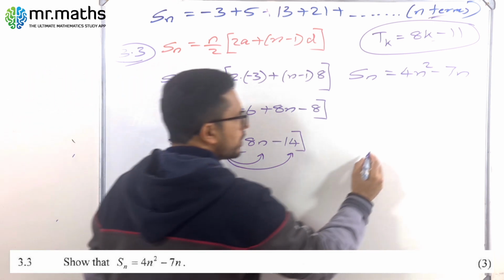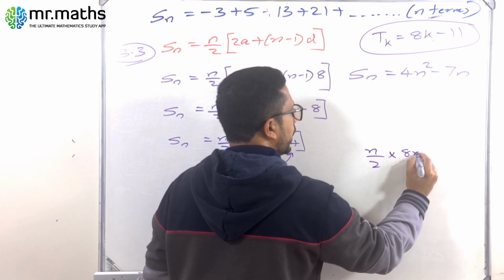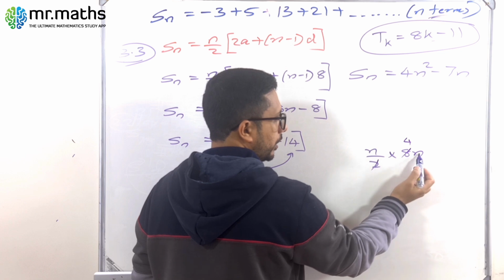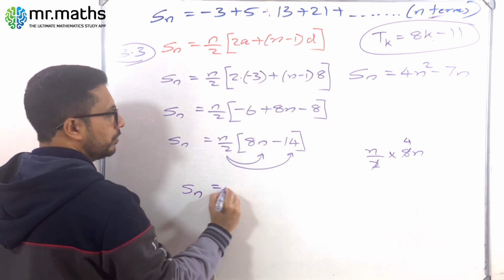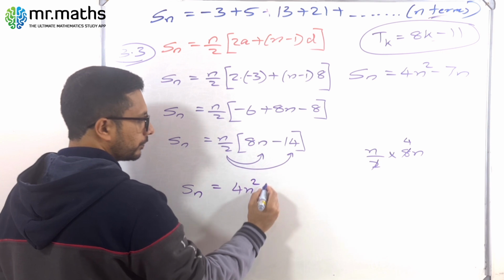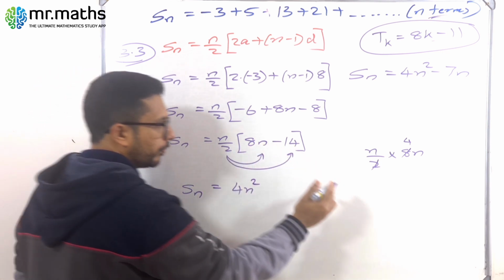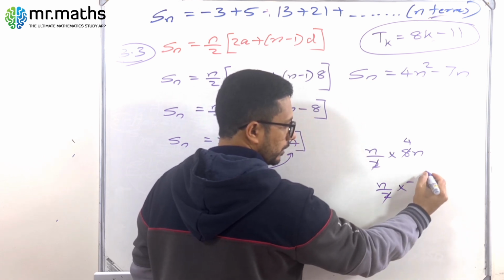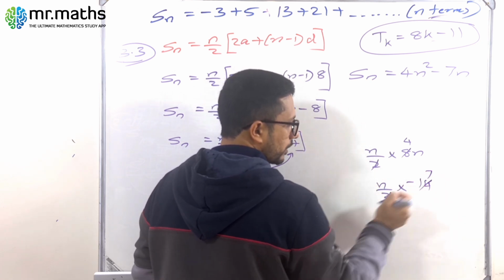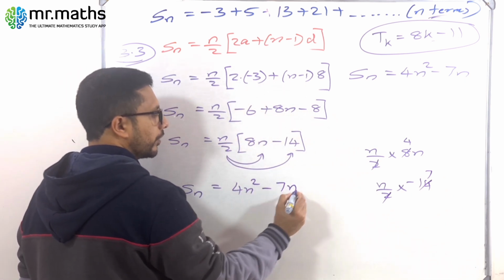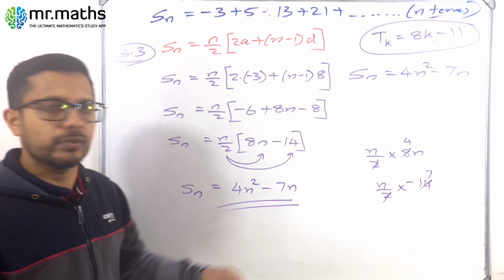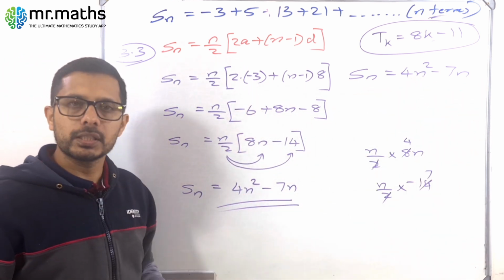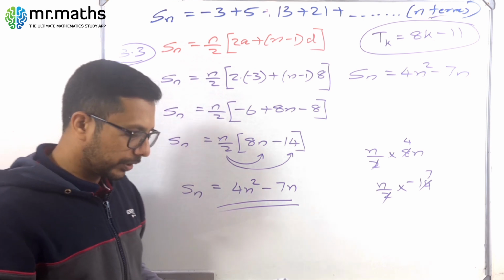So what is this n over 2 into 8n? This 2 and 8 cancel, here it is 4. So 4n into n is n square. So Sn is equal to 4n square. Then what is n over 2 times minus 14? This 2 and 14 cancel, so it is remaining 7. So n into minus 7, that is minus 7n. Now we can see that this is actually what we want to prove. Sn is equal to 4n square minus 7n. We got the same. Okay, so that is question number 3.3.